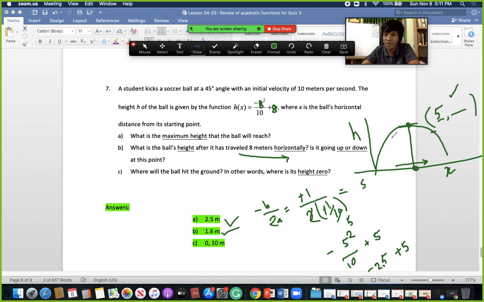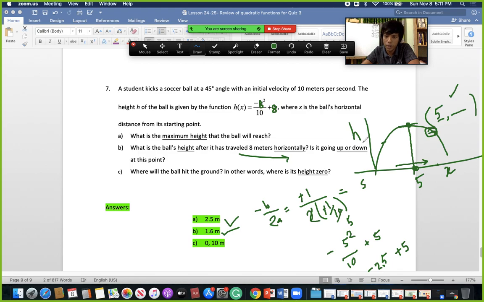Now you can say, sir, why is it not here? This is 2.5 meter, you know. So 1.6 meter will be here or here. So why am I saying that this is the place actually? Because the ball already traveled 8 meters. We already know that 5 meter is in the middle. From minus b by twice a, we know that the middle is 5 meter. So 8 meter will be somewhat here.